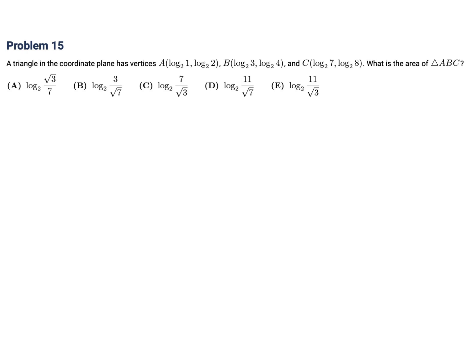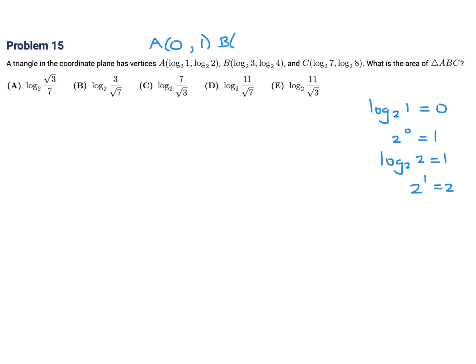A triangle in the coordinate plane has vertices A, B, and C. What is the area of ABC? All right, let's first look at these. The log of 1 to the base 2 is 0, because 2 to the power of 0 is 1. The log of 2 to the base 2 is 1, because 2 to the power of 1 is 2. So A is just (0, 1). That's very nice. We got rid of the logs.